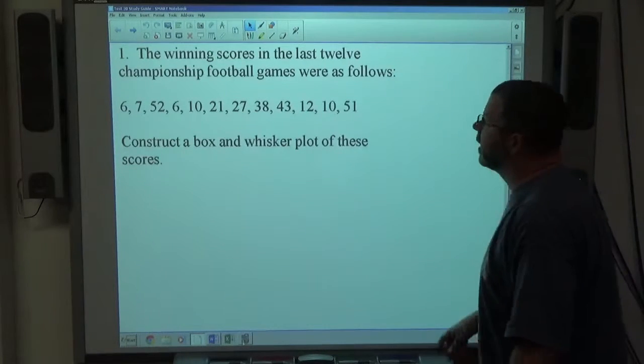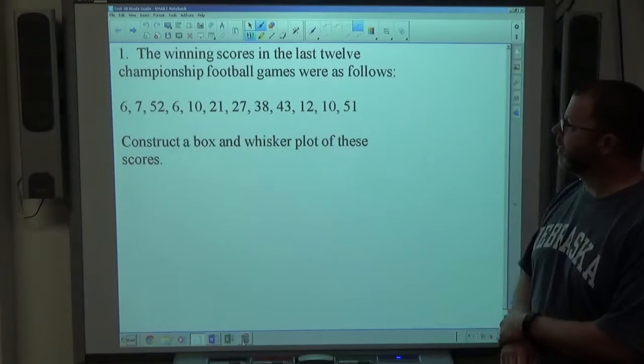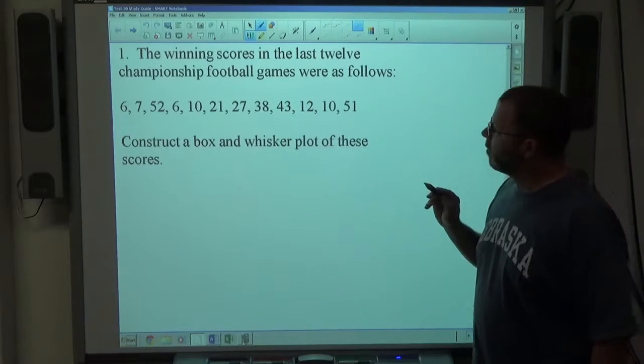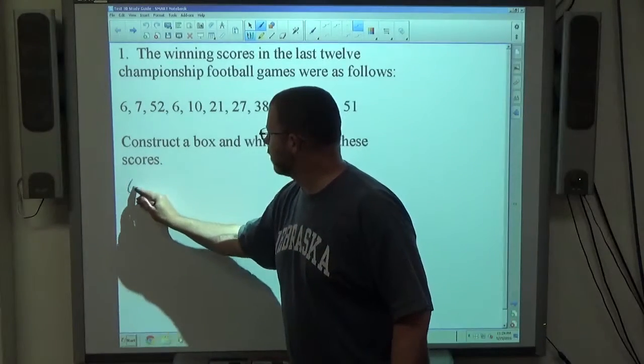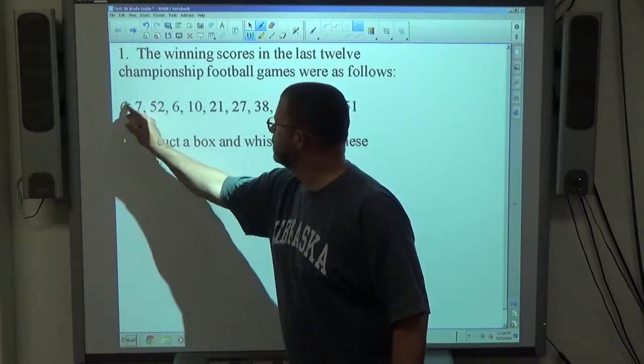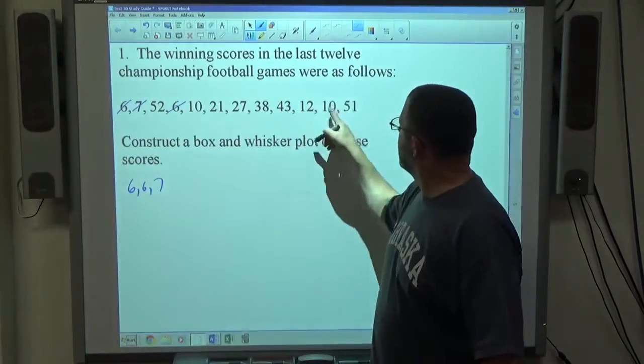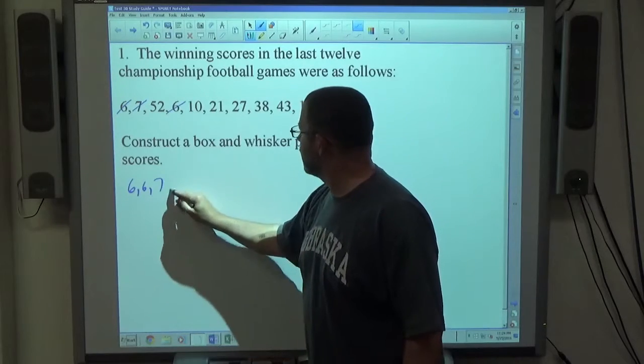Okay, first problem on the study guide. We're trying to do a box and whisker plot. We've got these scores. We want to first arrange the scores from smallest to largest. So we've got 6, 6, and 7. Looks like 10, 10, 12 is next.